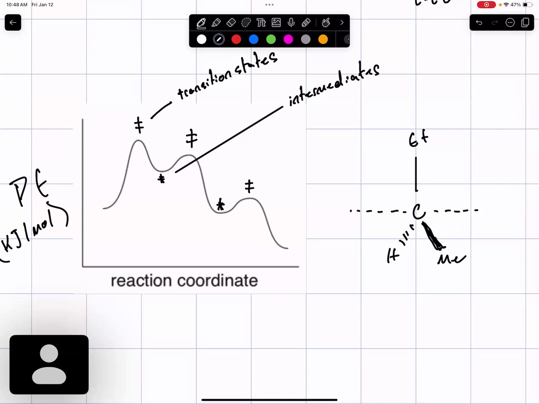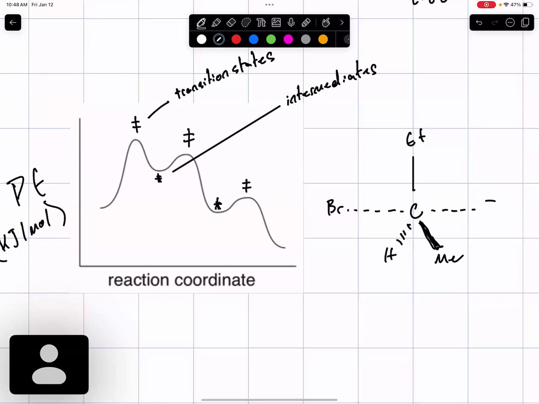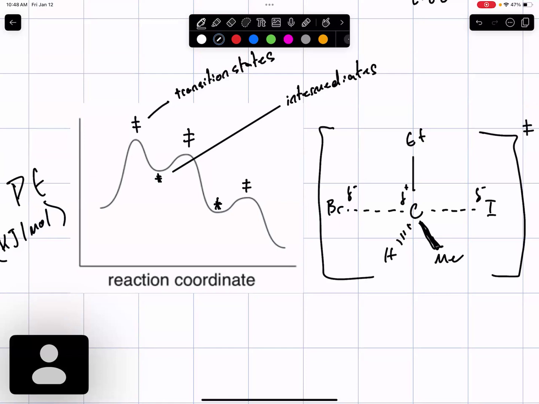If we said that Br is attacking and iodine is leaving, we have what we call SN2 inversion of configuration, with slightly negative charge, slightly positive charge, slightly negative charge. This is straight from your book, and it's denoted something like this. This is the transition state. That's what these transition states are representing: the nucleophile coming in to carbon at the same time as the loss of the leaving group, right? So those are the transition states.